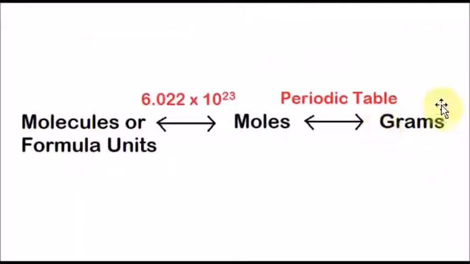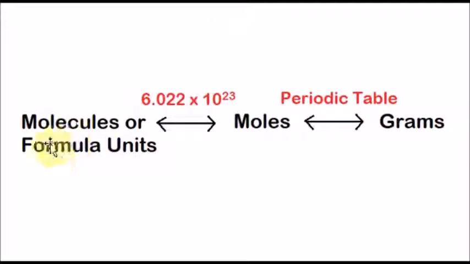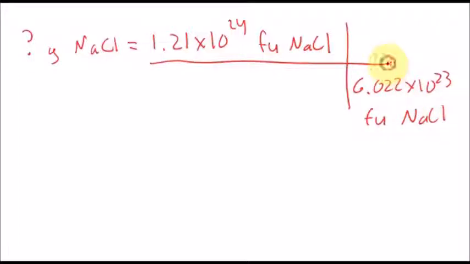So what we're going to have to do is first convert to moles. We're given formula units, so we first have to convert formula units to moles, and then convert that to grams. So 2 steps. So we know that 1.21 times 10 to the 24th formula units of sodium chloride, 6.022 times 10 to the 23rd. I'm getting a little flustered here. Formula units of sodium chloride is equal to 1 mole of sodium chloride.